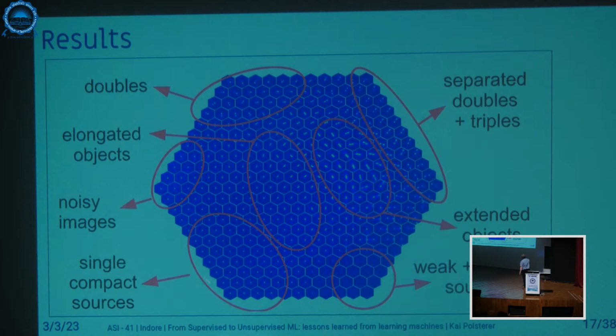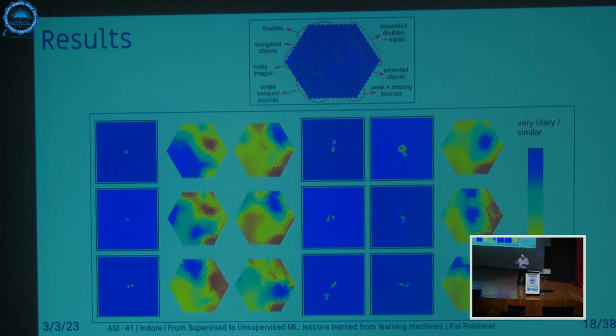You say, okay, in the upper left corner, we have our double sources. Here, they are elongated, single compact ones. Those are weak or missing. Those are noisy images, separate. You can come up with your own names. You can come up with your own semantics to describe things. And if you're interested in different things, you can look for different structures. And you now can use this to transfer your annotation. So you used unsupervised learning to structure it. You inspect a small subset of the whole data. And you now can start transferring your annotations of your inspection to the individual items.